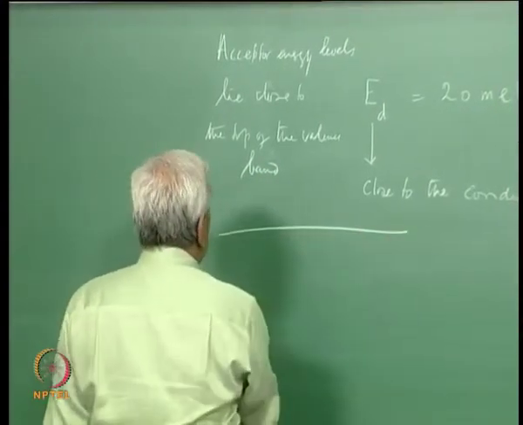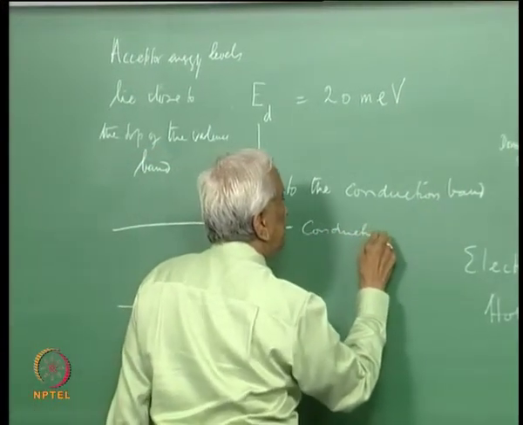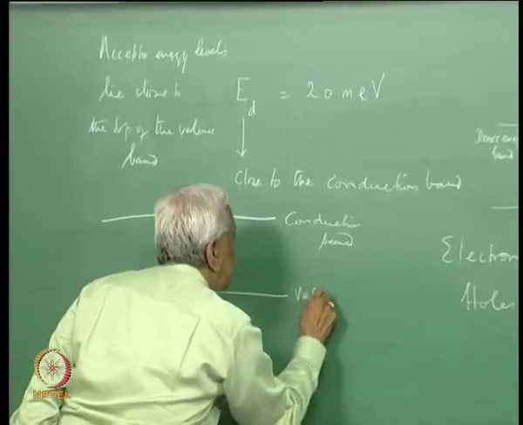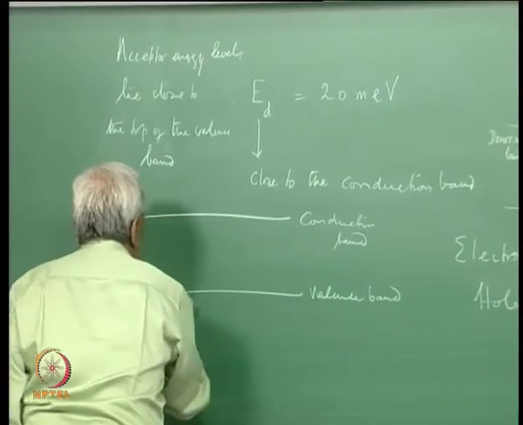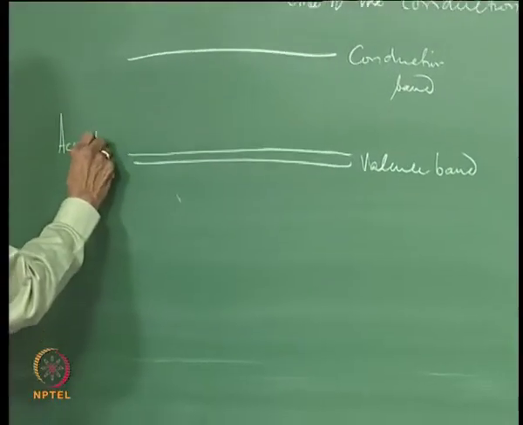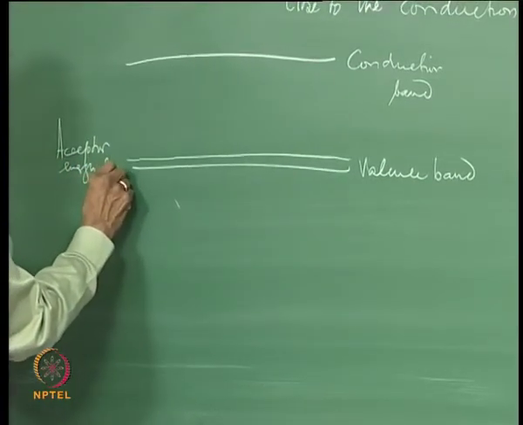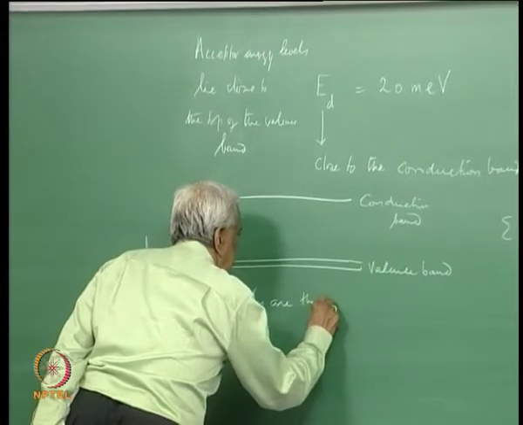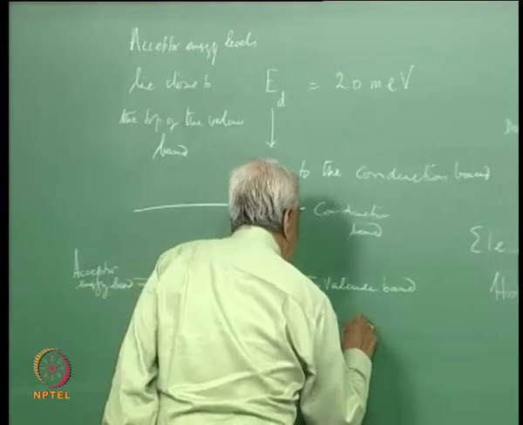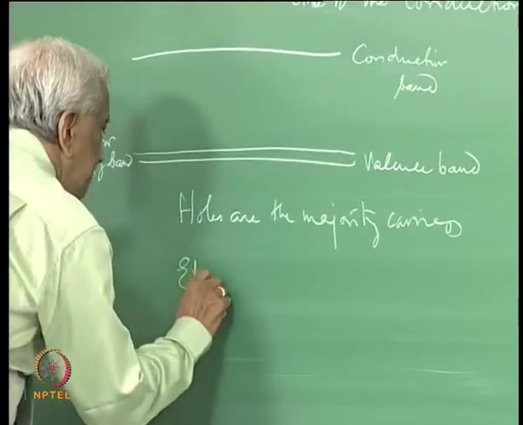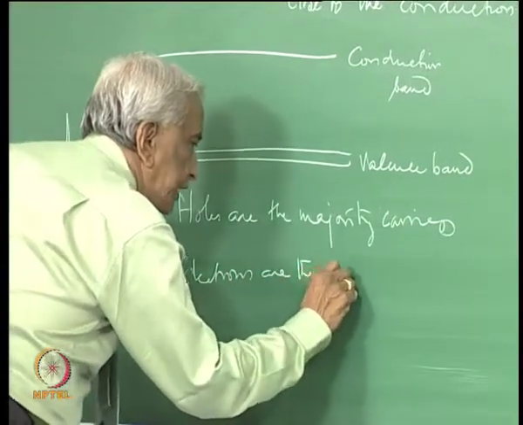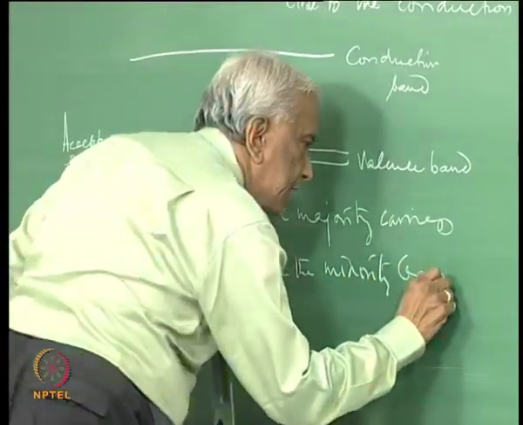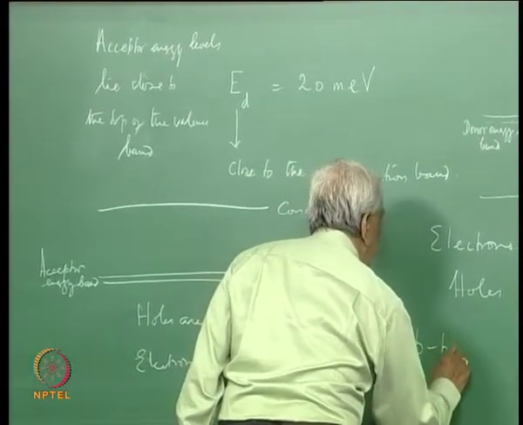So, this picture is like this. This is the conduction band, this is the valence band, and we have the acceptor energy band, which lies extremely close to the top of the valence band, and because of this we have the majority carriers, or holes in this case, while electrons are the minority carriers in a p-type semiconductor.